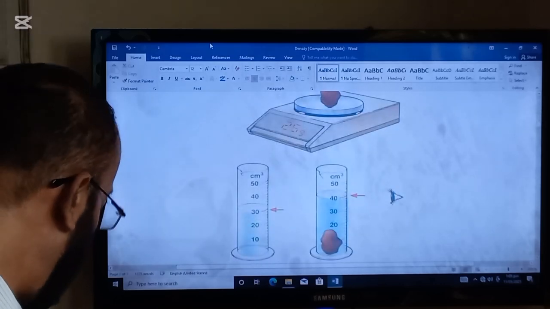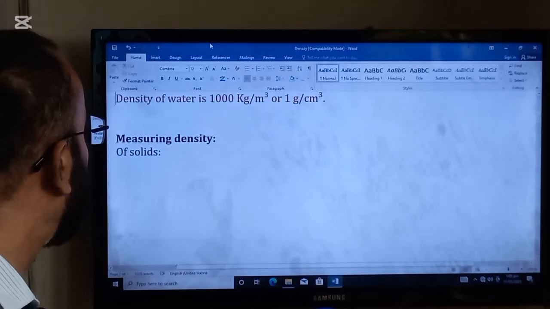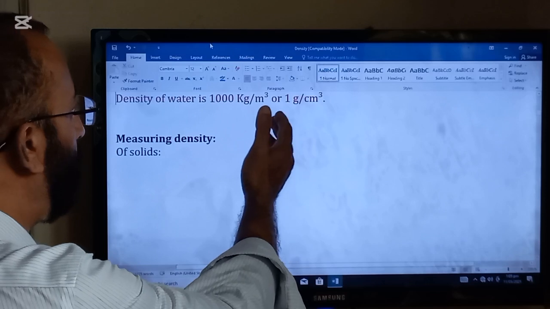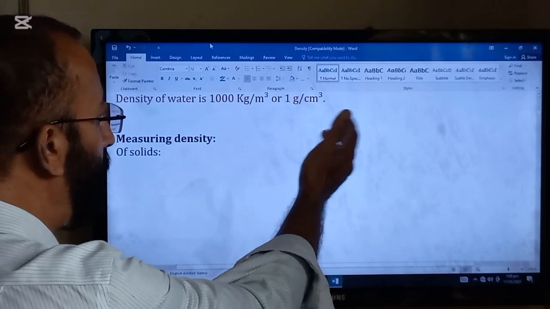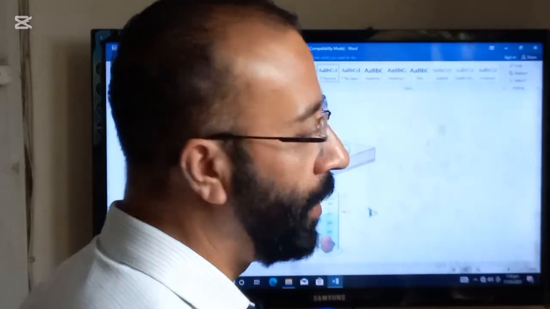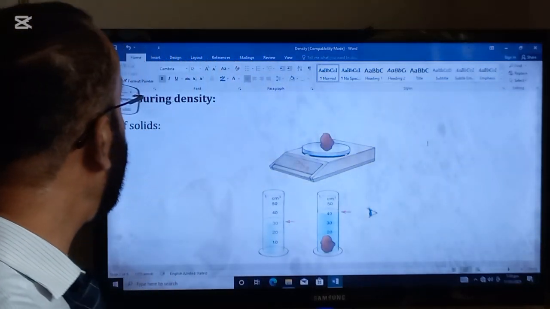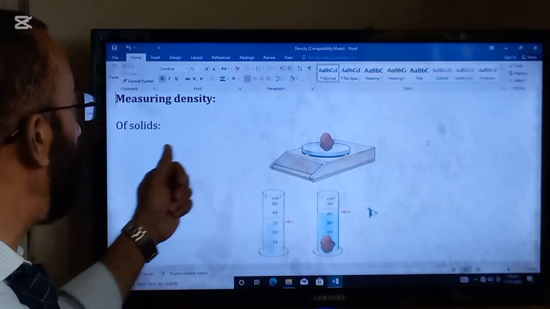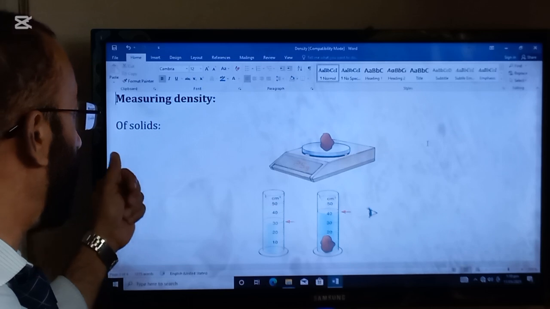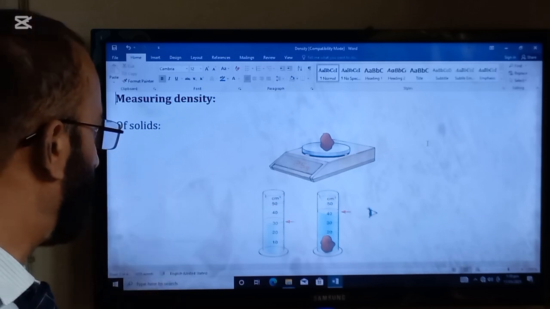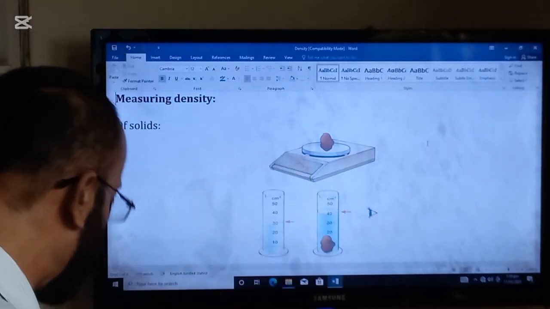Density of the water is 1000 kg per meter cube or 1 gram per centimeter cube. Now we are going to learn the measuring methods of density for different types of material. First, solids. This will be the apparatus.